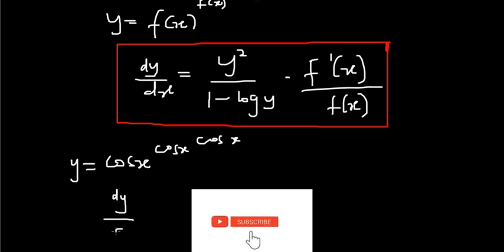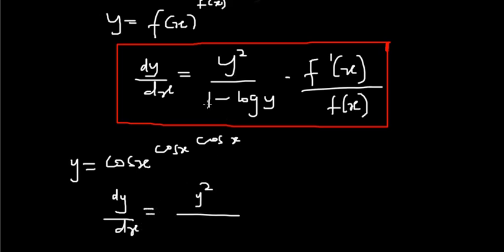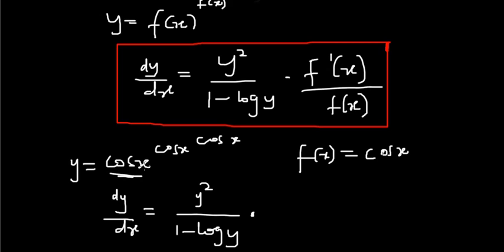The derivative of y with respect to x has to be equal to y squared over 1 minus log of y, and then you multiply that by f prime of x. This is your f of x. Cos of x is your f of x. So now all you have to do is differentiate f of x. Okay, very simple.